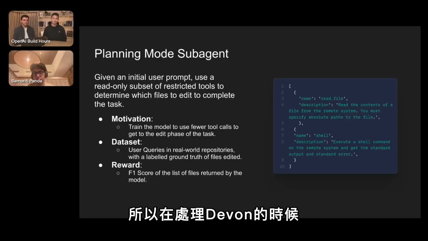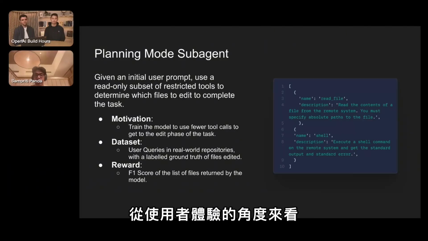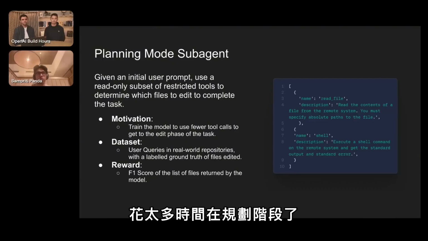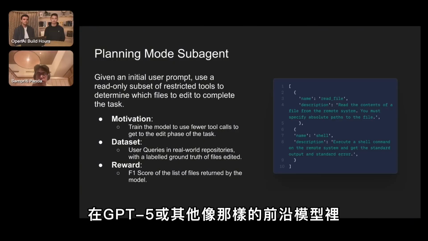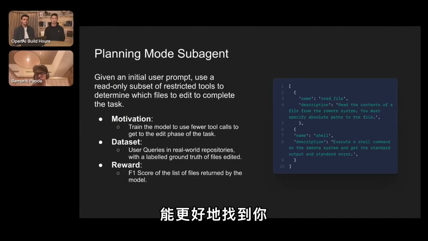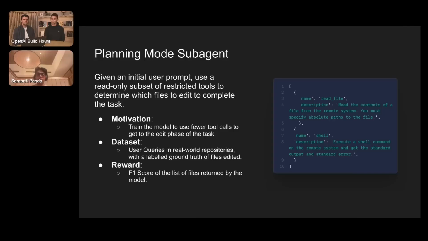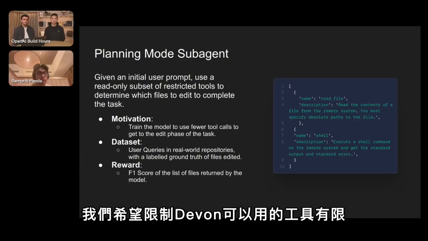One of the tasks in Devin: when you give an initial query to Devin, one of the first things it does is go into a planning mode to try to figure out what it needs to do to actually solve this task. From a UX perspective, we don't want the agent to spend too much time in planning mode because we want Devin to start working and showing edits to the user as soon as possible. So one of the motivations was, can we fine-tune GPT-5 or other frontier models like that so that they get to this editing stage as quickly as possible while still maintaining or even improving accuracy? The way we designed this task is, given the initial user prompt, we want to restrict the set of tools that's available to Devin.